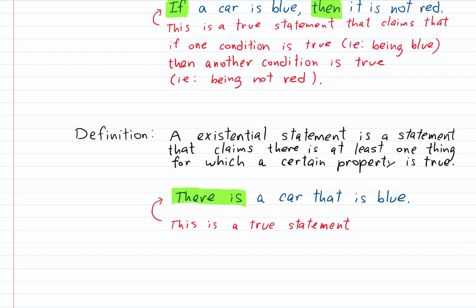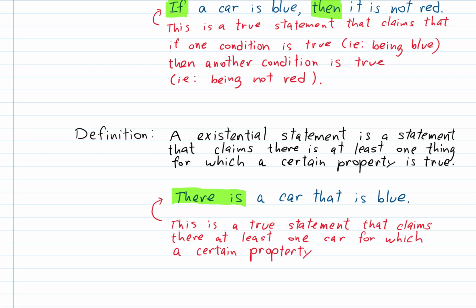Okay, so it's a true statement that claims there is at least one thing. What kind of thing in this particular case? A car, one car. A true statement that claims there is at least one car for which a certain property, i.e. being blue, is true.